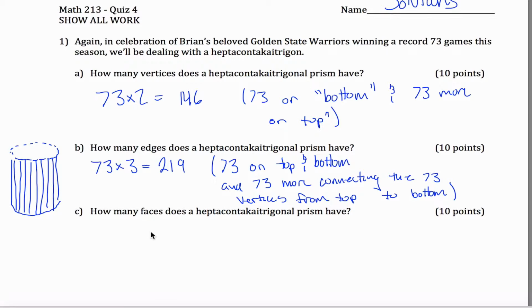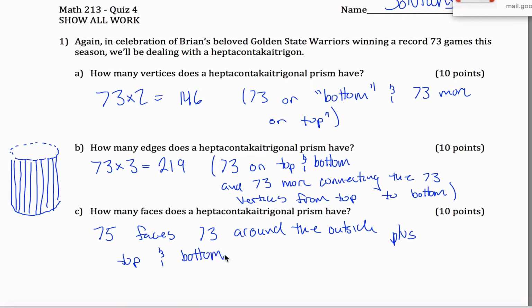How many faces does this thing have? Well, this one's a little bit tricky, I think. I think it's going to have 75. And the way I'm coming up with 75 faces is 73 around the outside. So one face, 2, 3, 4, 5, 6, 7, 73 going around the outside plus top and bottom. So 75 faces. Put that parenthetically, I guess.